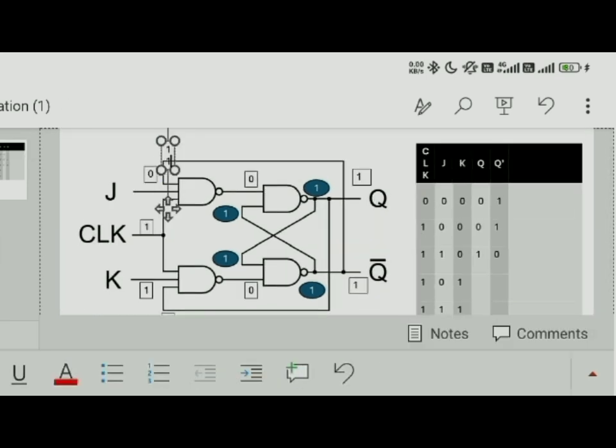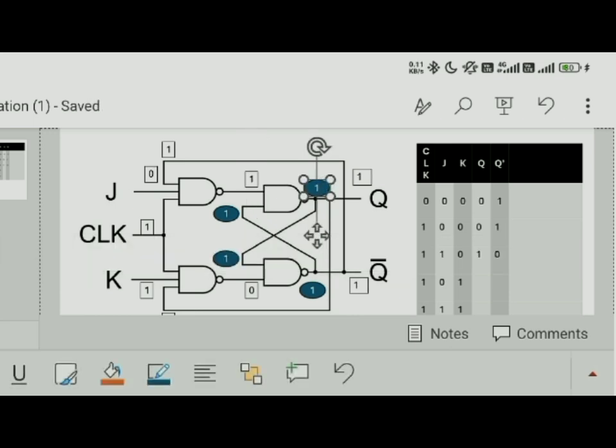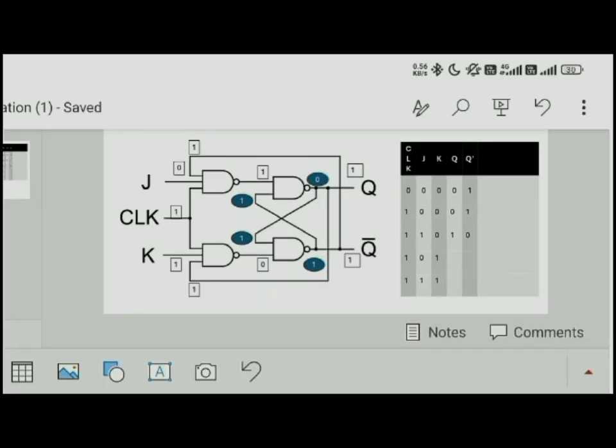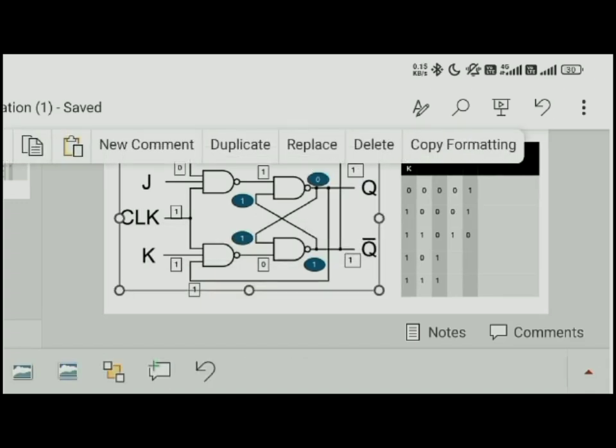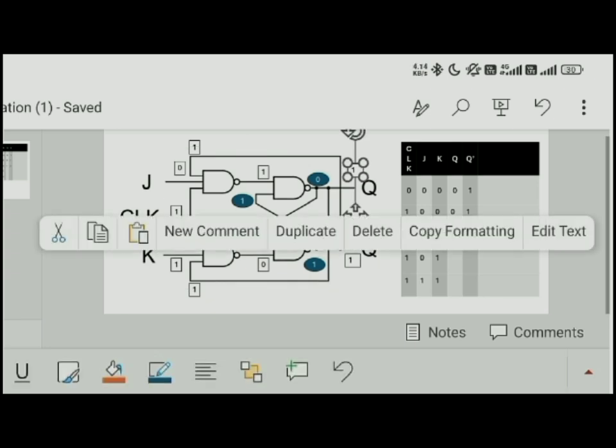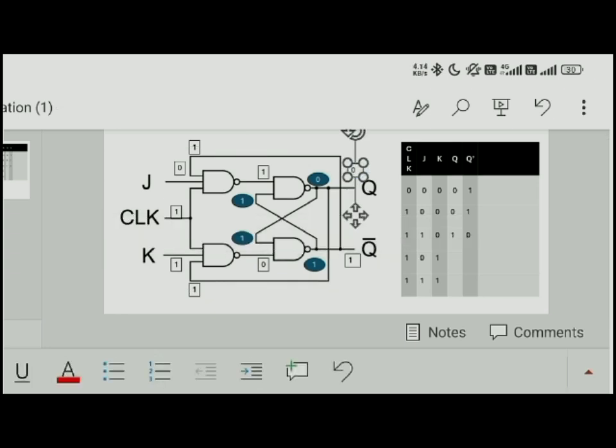Now that Q complement is 1, this will become 1. Now 1 times 0 times 1 is still 0. The complement of 0 is 1. This will become 1. 1 times 1 is 1, but the complement of 1 is 0. Now the value of Q will become 0. So what happens is when we set K to 1 and J to 0, the output will reset Q back to 0 and Q complement to 1.